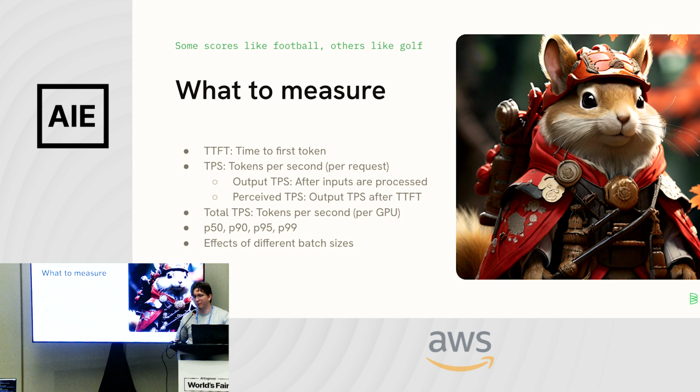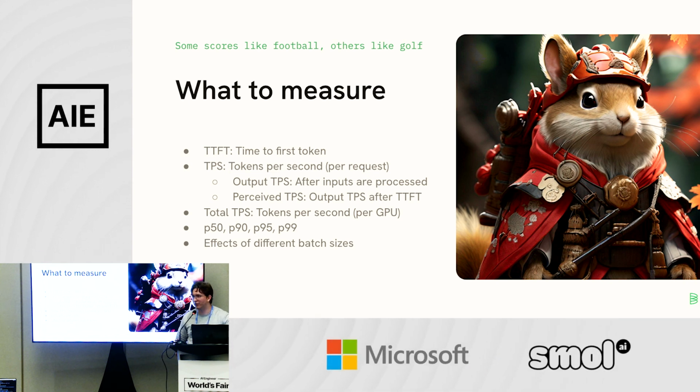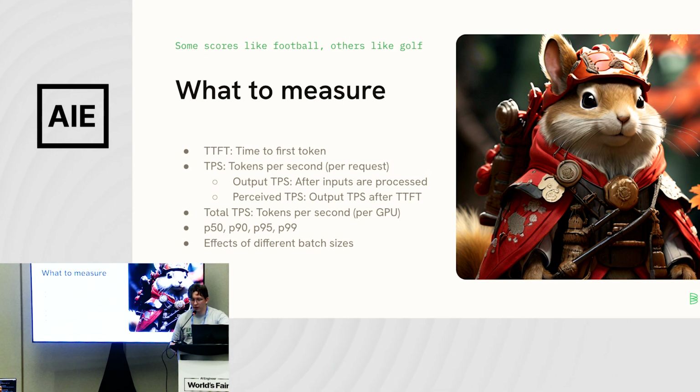And that's a really important metric for throughput, for cost, especially if you're going to be doing anything that's a little less than real time. You want to look at this not just once. You want to look at the 50th, 90th, 95th, 99th percentile, make sure you're good with all those. And you want to look at the effects of different batch sizes on this.